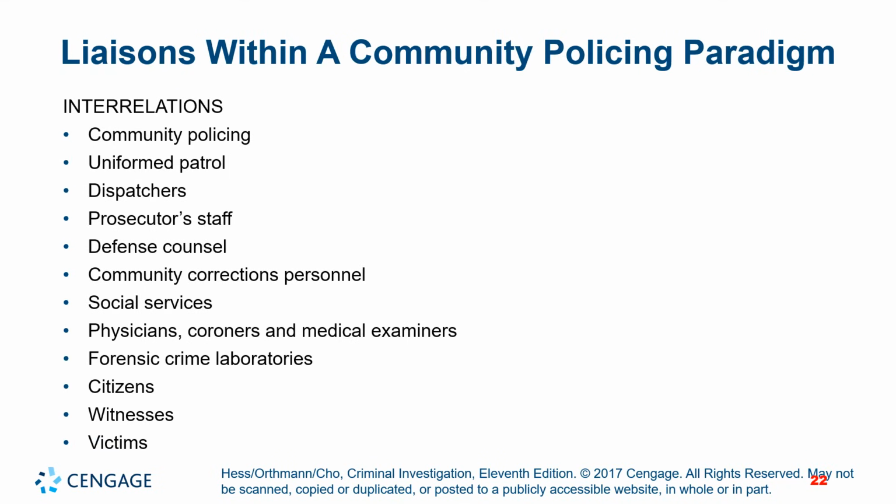There are a lot of liaisons within a community policing paradigm. You have interrelations with community policing, uniform patrol versus detectives, for instance, dispatchers, prosecutors' staff, defense counsel, community corrections personnel, social services, physicians, coroners, and medical examiners, forensic crime laboratories, citizens, witnesses, and of course victims themselves.